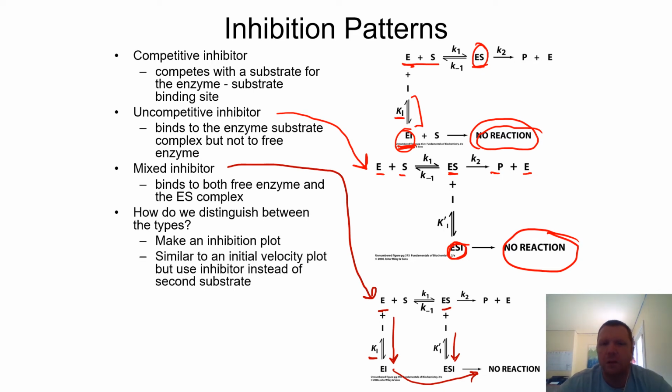Well, the easiest way is to make an inhibition plot. And so what you're going to see is a graph showing a Lineweaver-Burk plot that deviates whenever you add an inhibitor, and that's going to give you a little bit of insight.